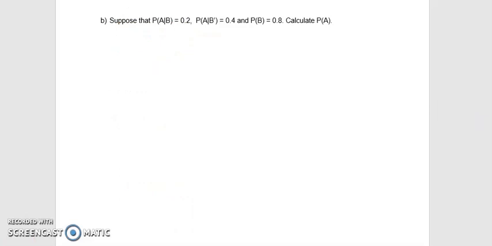Okay, now let's look at question B here. Suppose that probability of A given B equals 0.2, probability of A given B prime equals 0.4, and probability of B equals 0.8. Calculate probability of A. Again, how to start answering this question? Use the information given. Now you have conditional probability here, so you can always start from the conditional probability.